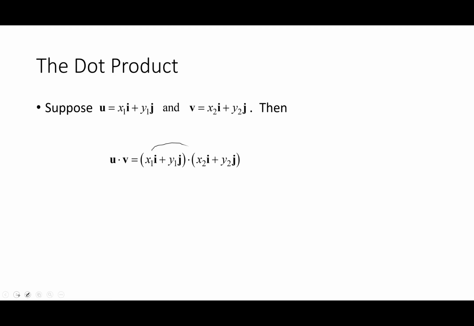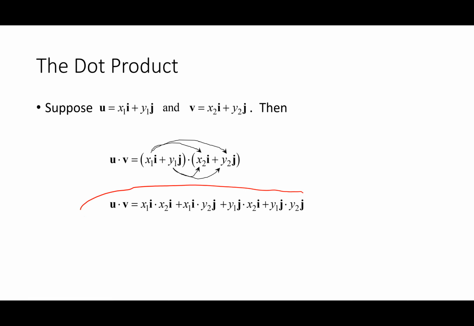So x sub 1i times x sub 2i, there you go, plus x sub 1i times y sub 2j, plus y sub 1j times x sub 2i, plus y sub 1j times y sub 2j. Right? So although this looks crazy complicated, it looks scarier than it really is. All it is is just doing regular multiplication with two vectors in i and j notation.